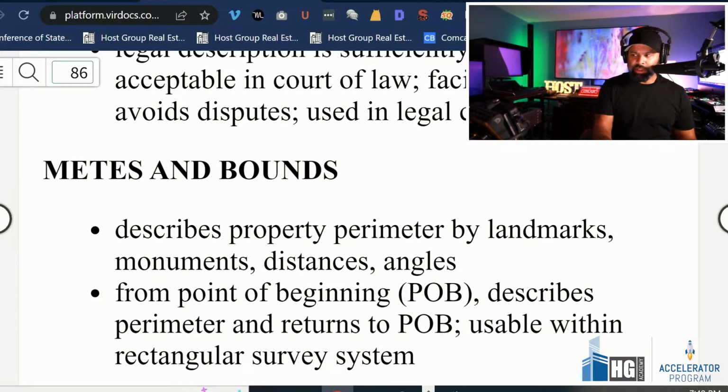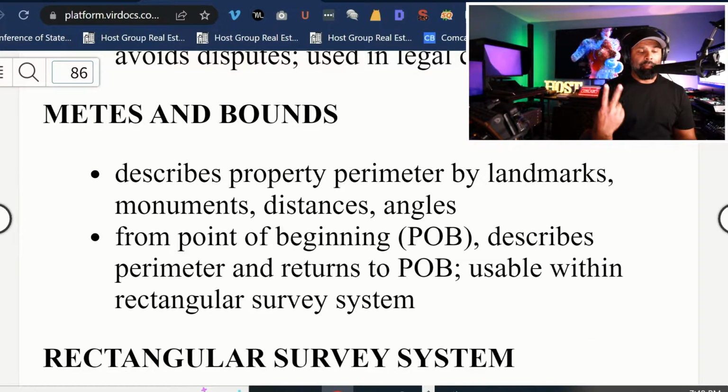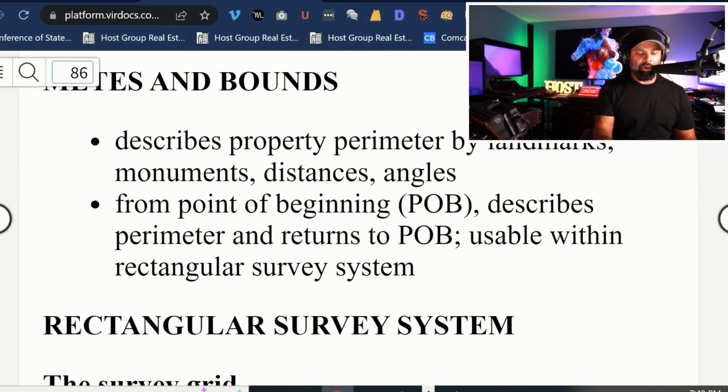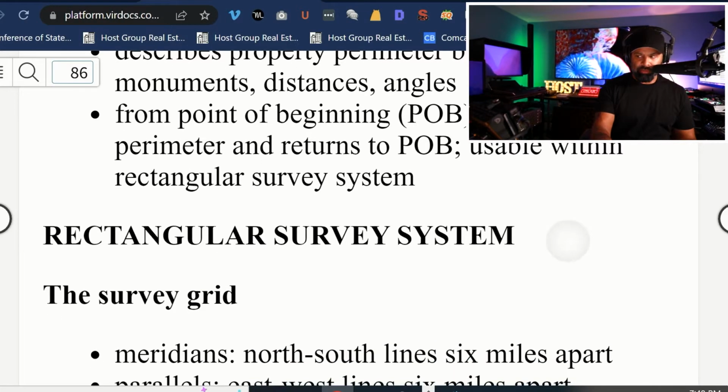The first one is the metes and bounds description. It describes the property's perimeter by landmarks, monuments, distances, and angles. From the point of beginning, it describes the perimeter and returns to the point of beginning, usable within the rectangular survey system.